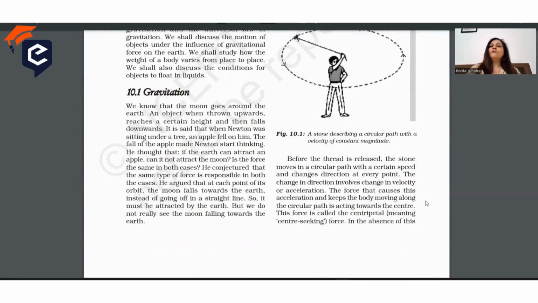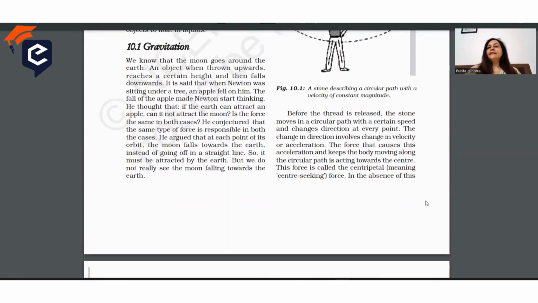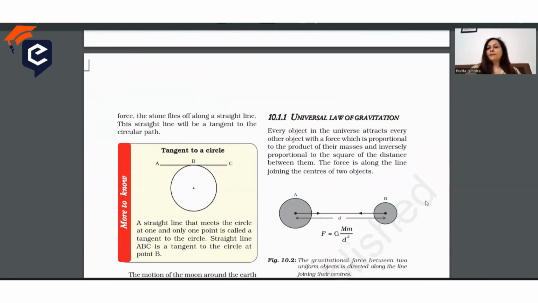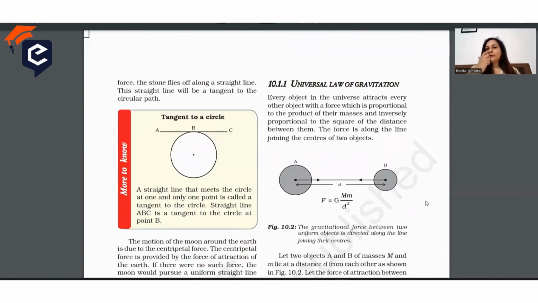But now the question arises, why don't we see that kind of force? In this universe, every object is attracting every other object. Like I am attracted towards my laptop, and my laptop is attracted towards me. But this attraction is not noticeable. Why is this attraction not noticeable? Because the distance is very, very small.